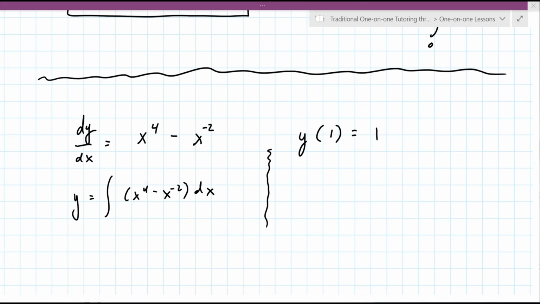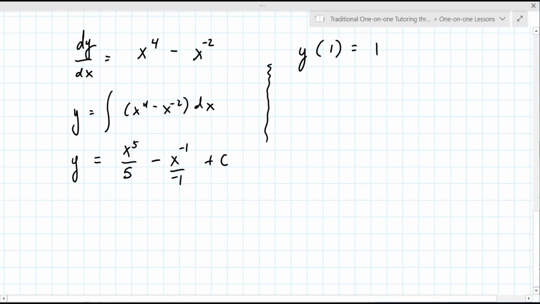So it's x to the fifth over 5, right? Minus x to the negative 1 over negative 1, plus c. Yeah, plus c. And it's worth simplifying here. So plus 1 over x plus c. And then again, you have this initial value here.